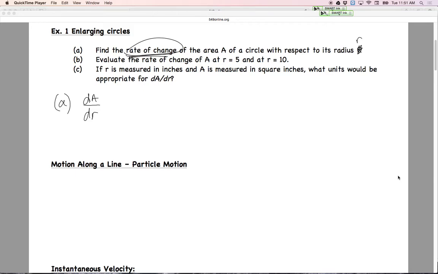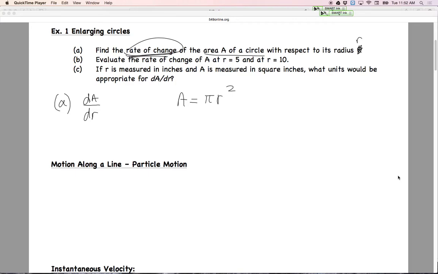How do you know it's A equals pi r squared? What gave it away? Area. Area of a circle? Okay. A equals pi r squared. That's our area formula for a circle. Now I want the rate of change for that. I want the rate of change with respect to the what?